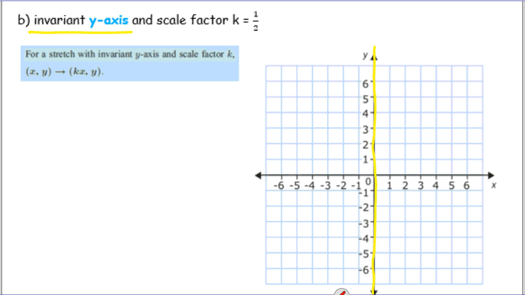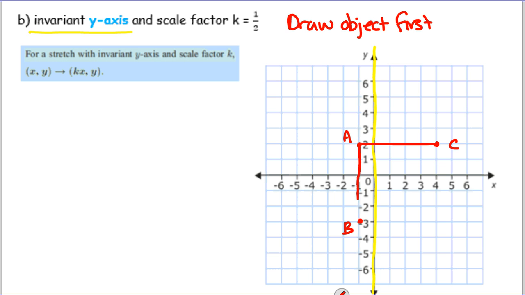Let's draw our original object first. So A was here, C was there, and B was here. A, B, C. So we're just drawing the same object as the first question had. And now let's draw the image.